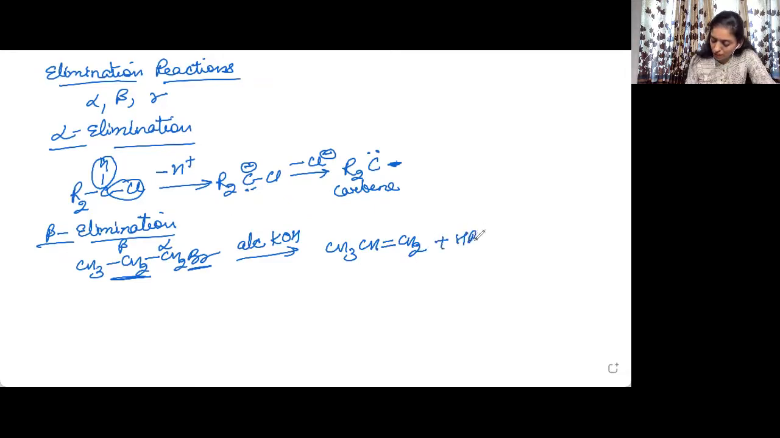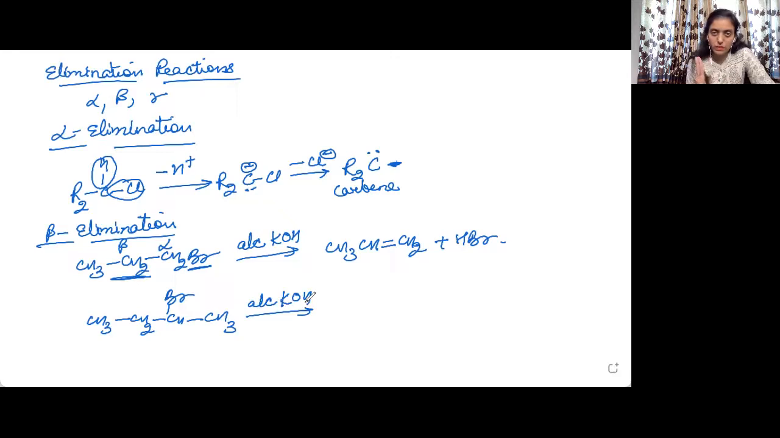Now we can take one more example to make it more clear. If I say this is CH3, CH2, CH, Br, then here it is CH3. Okay, now we are treating it with alcoholic KOH. 2 products are possible in this case. This will be the alpha carbon. Now there are 2 beta carbons. So there is the possibility of formation of 2 products.